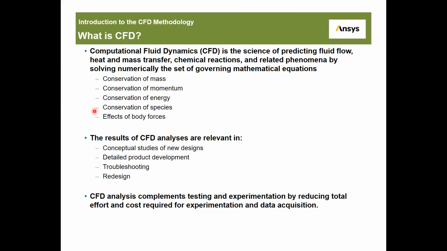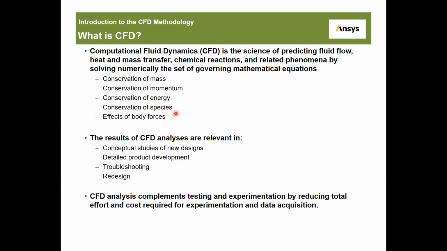And next, we also have the conservation of species. This one is referred to if you have a chemical reaction, if you have combustion. So you have oxygen, carbon dioxide, nitrogen. That one we call species. So with many species, we need to activate the conservation of species equations, right?